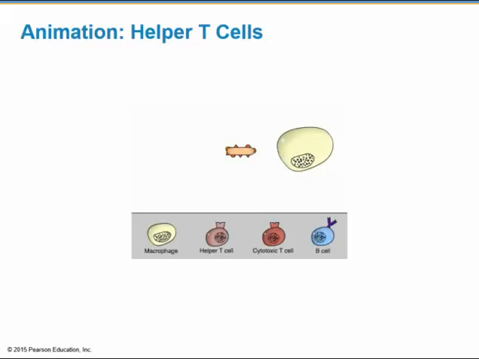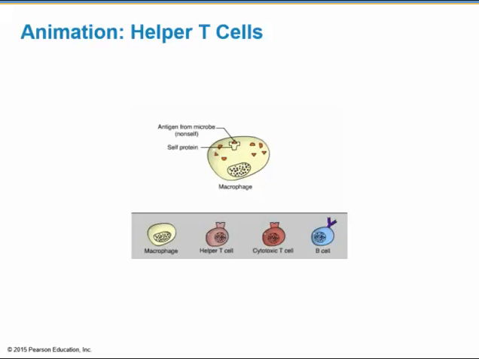Correct. A macrophage engulfs an invader and breaks it into pieces. It displays the foreign antigen on its surface, along with a self-protein that acts as a label for the body's own cells. The macrophage is now an antigen-presenting cell. What kind of cell now responds to the antigen-presenting cell and activates other cells to attack the invaders? Click on your choice.